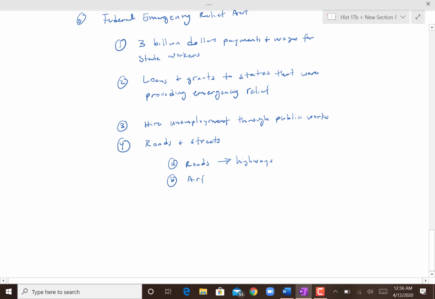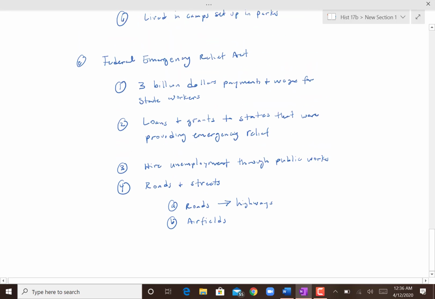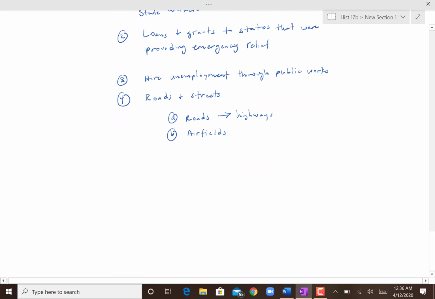There were a lot of airfields that were built and improved on a lot of public spaces for transportation. The next one is the Farm Credit Act.